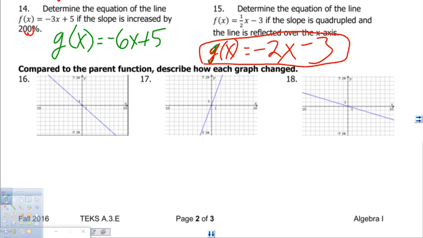Compared to the parent function, describe how each graph changed. Okay, the first one, the parent function is just a diagonal line that passes through the origin with a slope of 1. Okay, just like that. And as we can see, this is just a reflection.